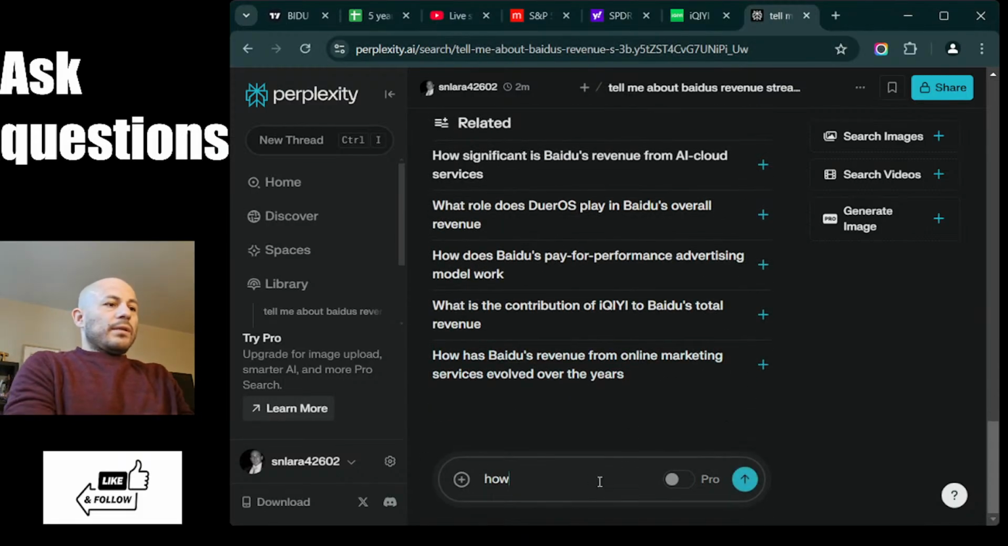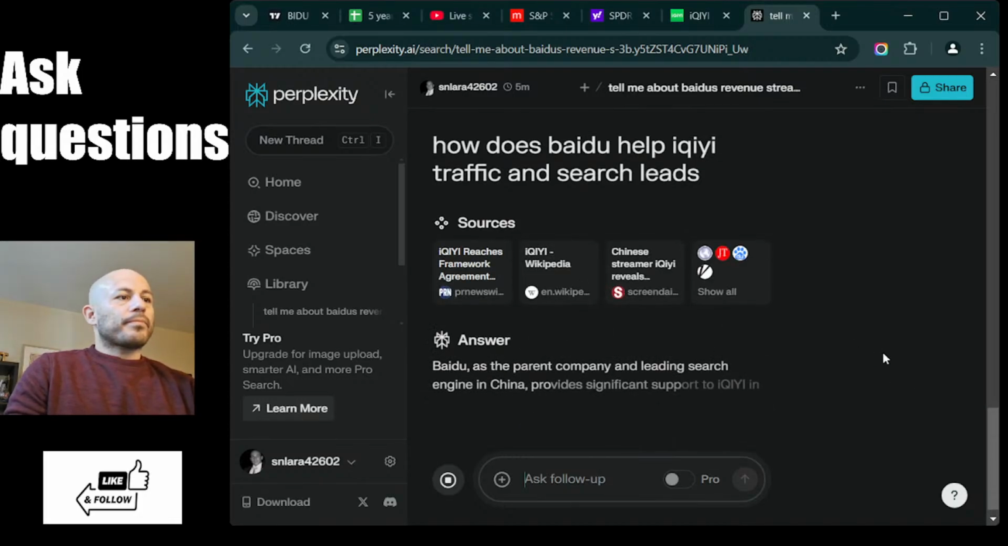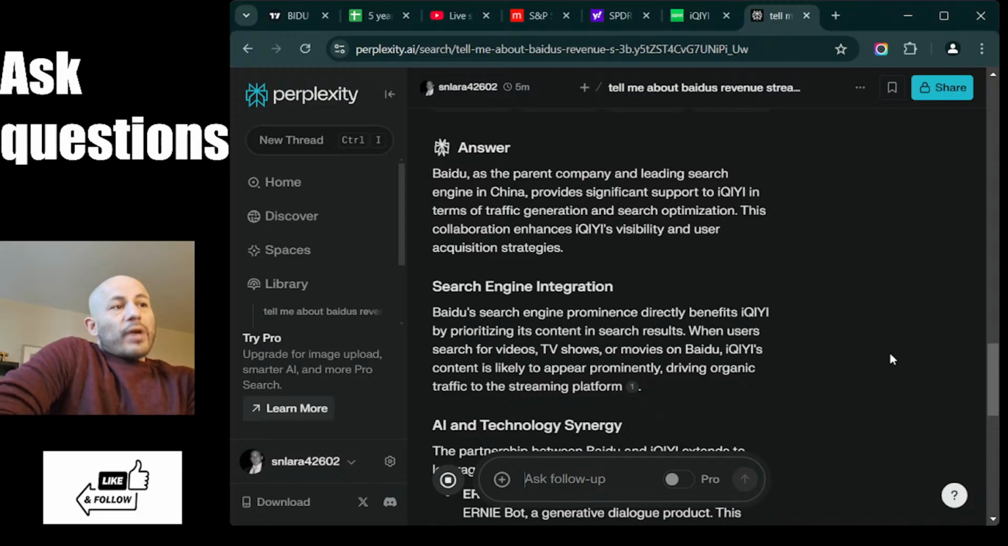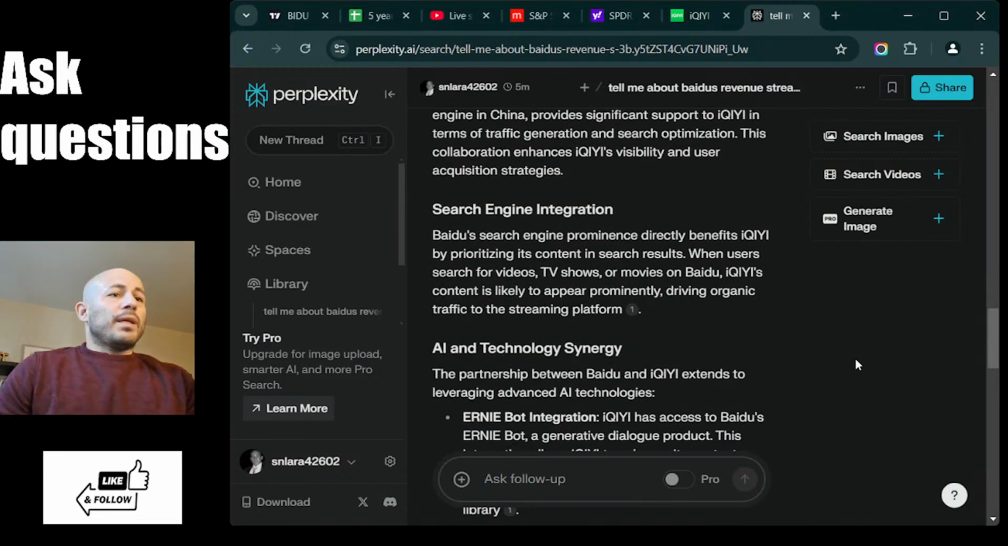So let's see. How does Baidu help IQiyi? Traffic and search leads. Let's just do it like that. Baidu, as the parent company and leading search engine in China, provides significant support to IQiyi in terms of traffic generation and search optimization. This collaboration enhances IQiyi's visibility and user acquisition. So it's great that they're partners, because Baidu is going to push traffic or make it easy to find IQiyi.